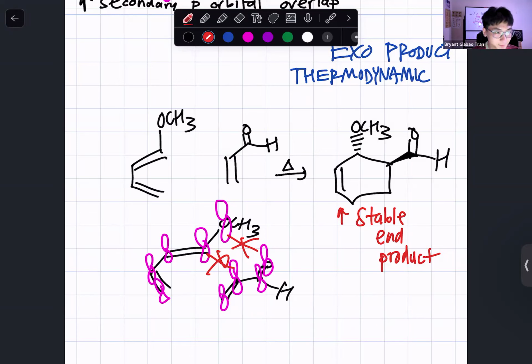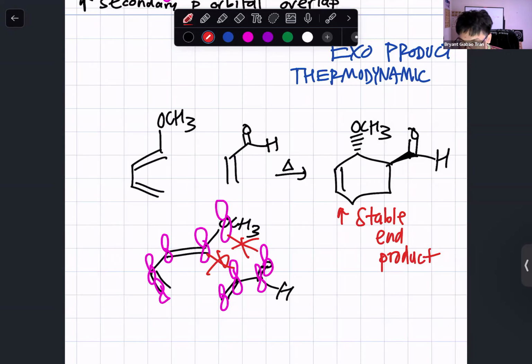But in the kinetic product, let's say you party, you go out to drink, you hang out with friends, go crazy. In the moment, the intermediate is very happy, very stable, the most stable intermediate, but the end product is less stable. That's the kinetic product. Hopefully that analogy makes sense.